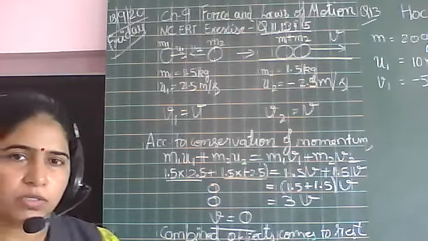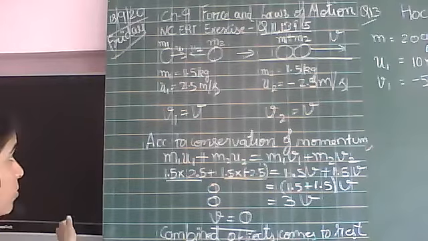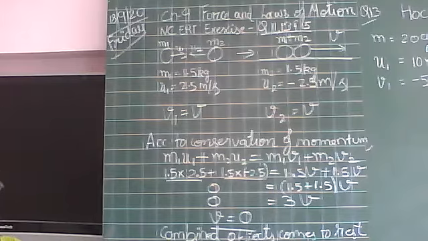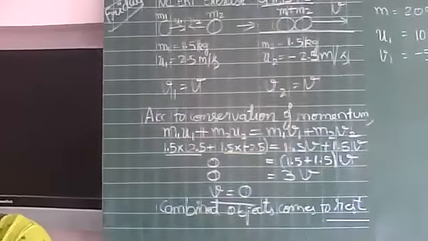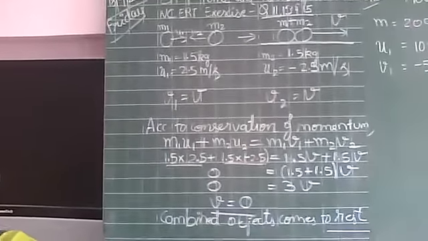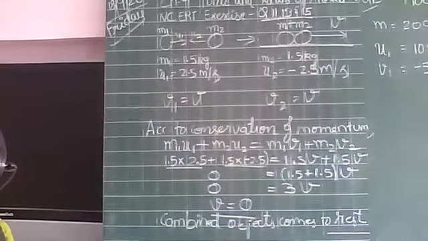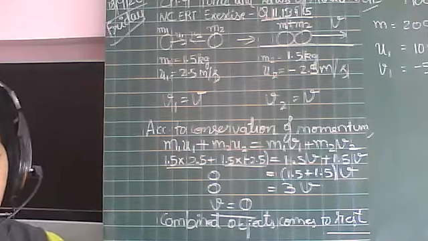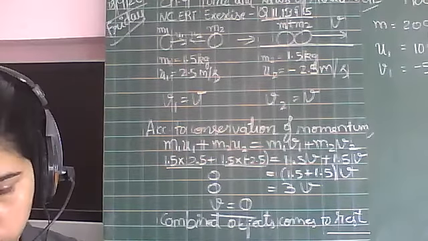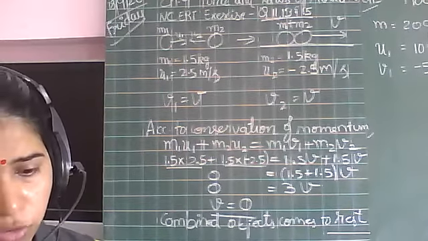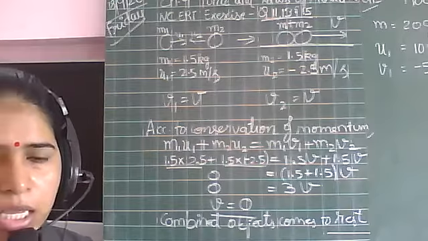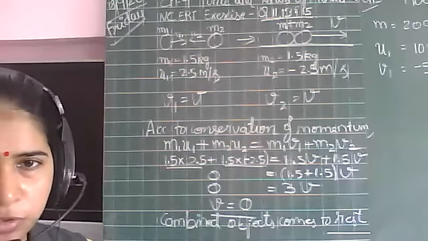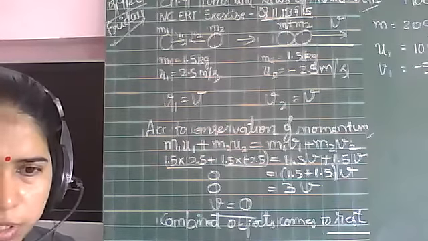Velocity is 0. So I hope this is clear to you, and you can take a screenshot if you require. Right? Take a screenshot, this will help you. Fine. This was your NCERT exercise question number 11. Now we are going for question number 13. Shall we proceed?